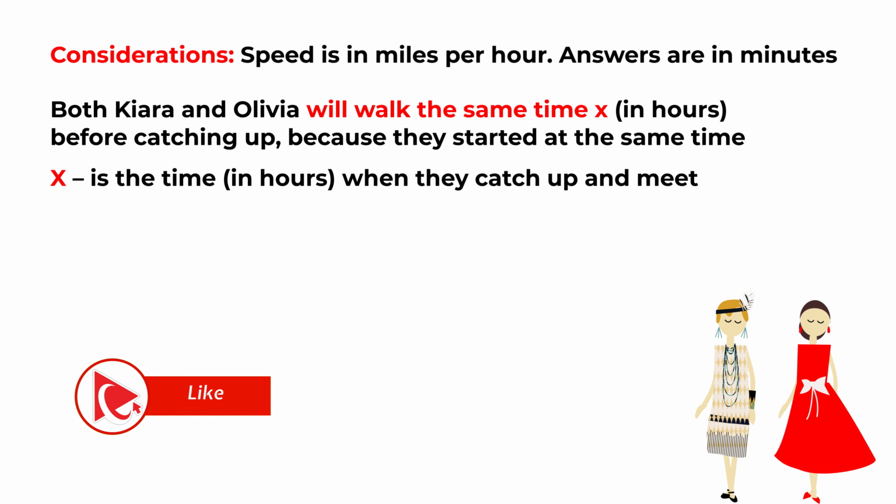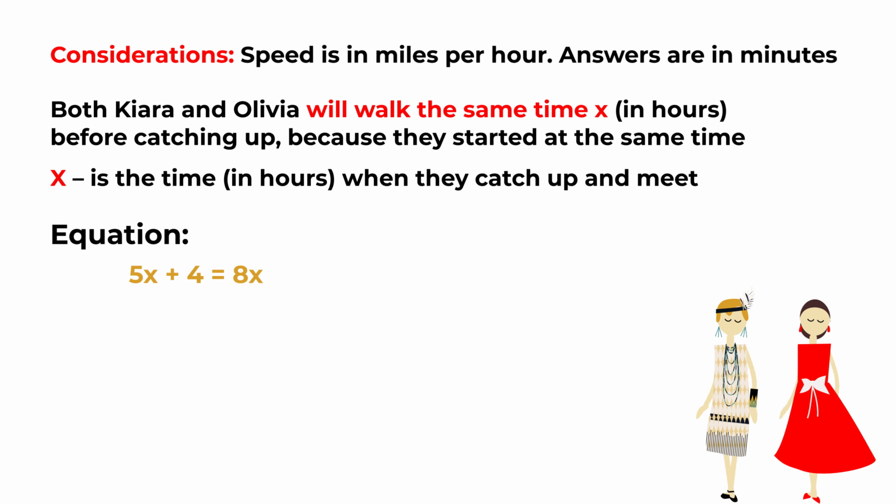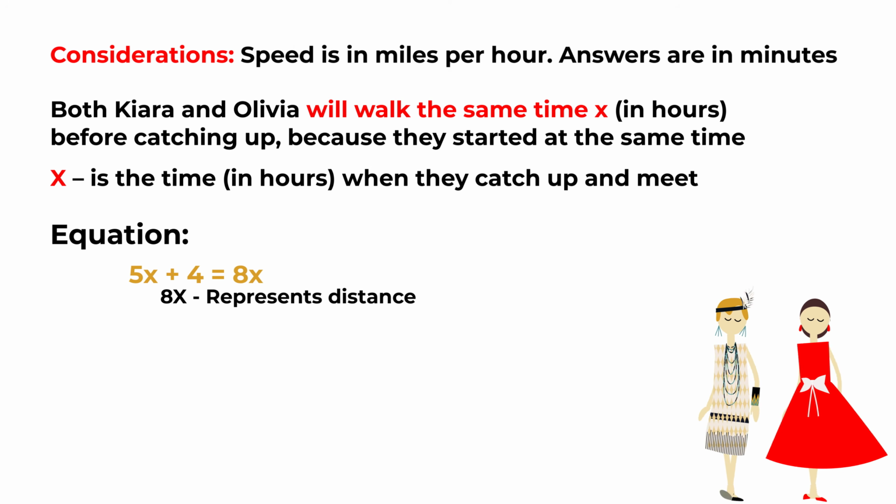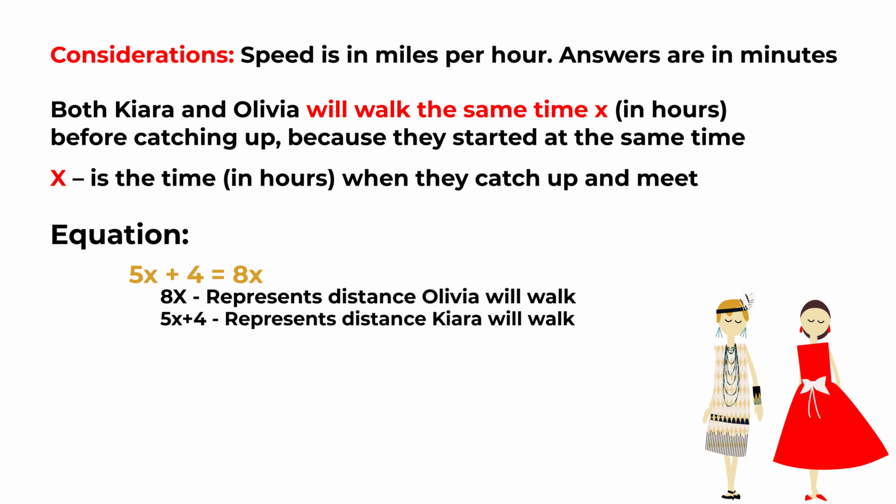To solve this challenge, we need to build an equation. 5x plus 4 equals 8x. 8x represents how much Olivia will walk, and 5x plus 4 is representing how much Kiara can walk. And the starting point for this will be the starting point of where Olivia starts, since Olivia starts 4 miles behind.